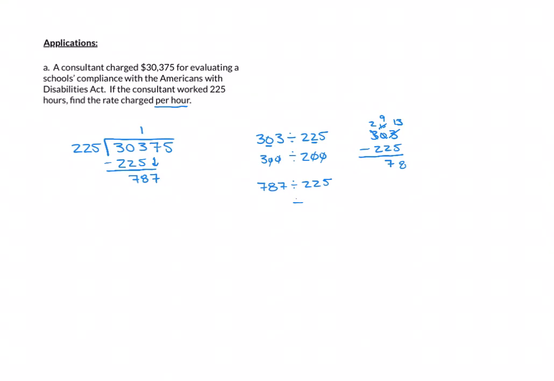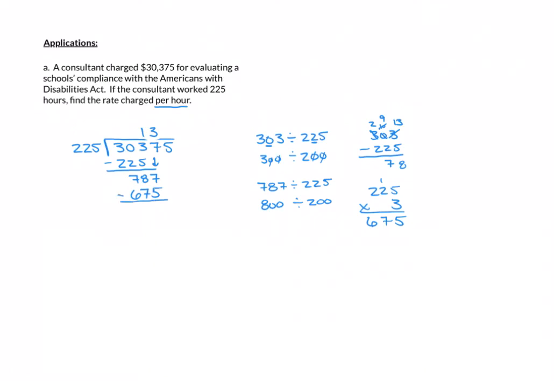So again, I'm going to round my 225 to 200. My 787, I'm going to round it up to 800. This goes in 4 times. Now, 4 times 200 is 800, which means that 4 times 225 is going to be even larger. So 4 is actually too big. I want to back it off, and I want to make it a 3. If we go ahead and multiply 225 times 3, I get 3 times 5 is 15, 3 times 2 is 6, plus 1 is 7, and 3 times 2 is 6, so we get 675.